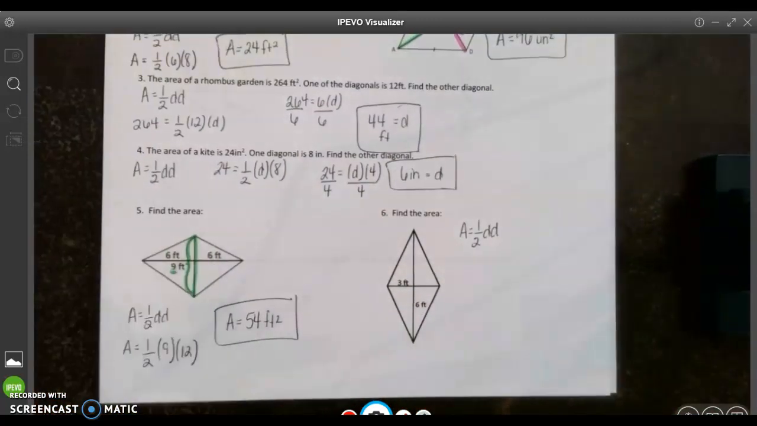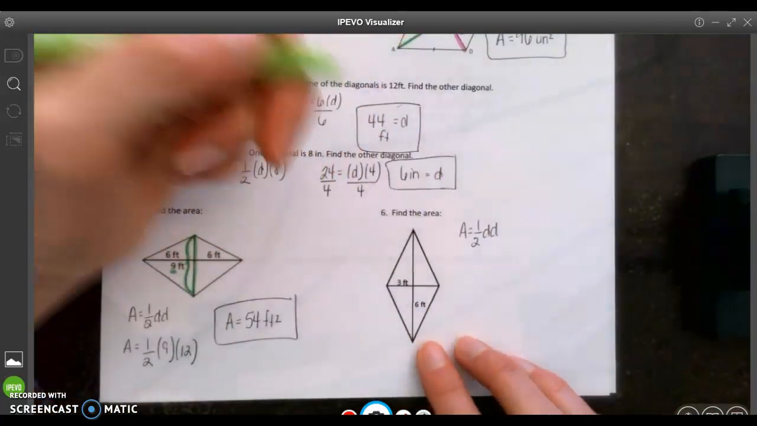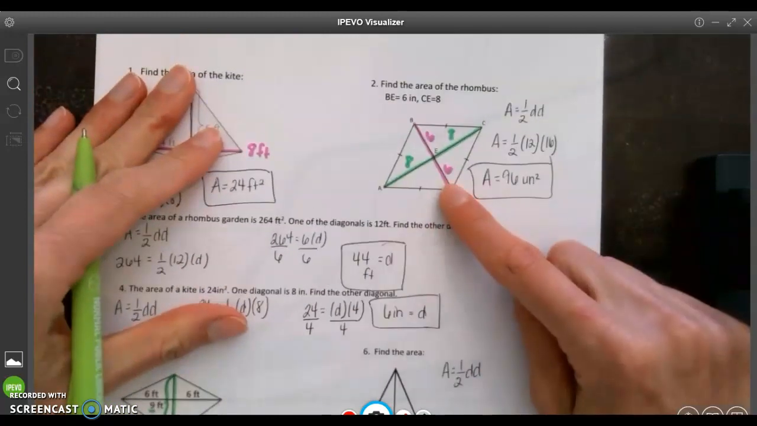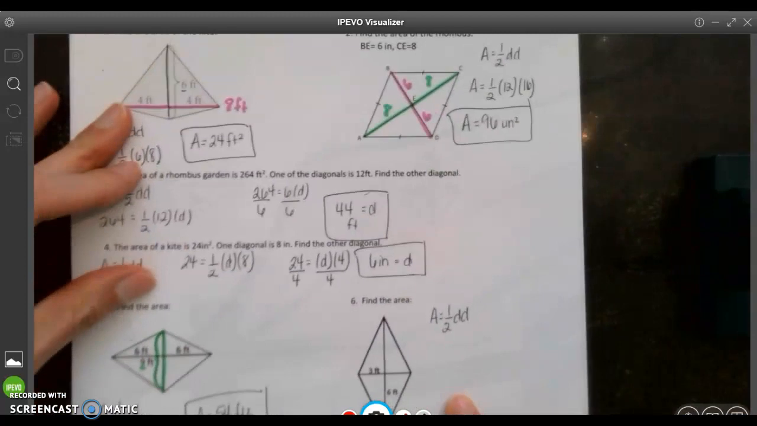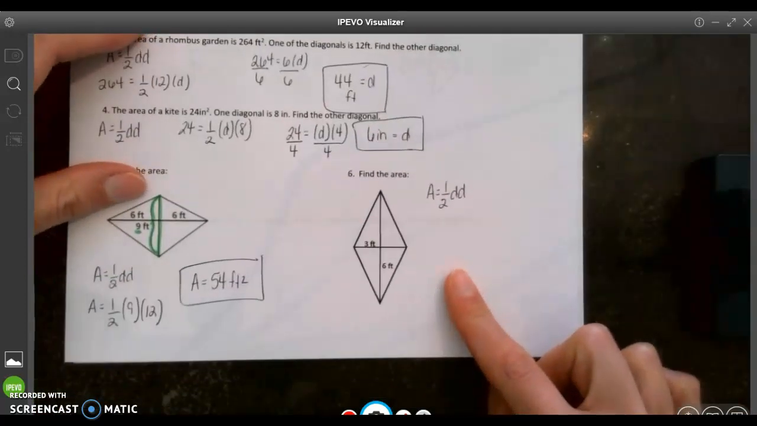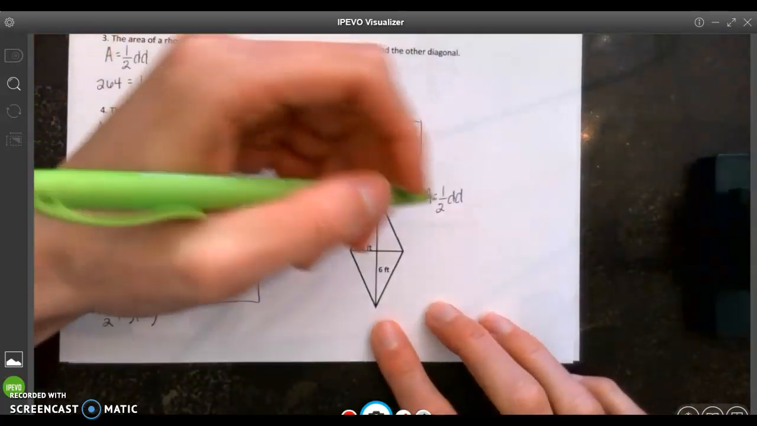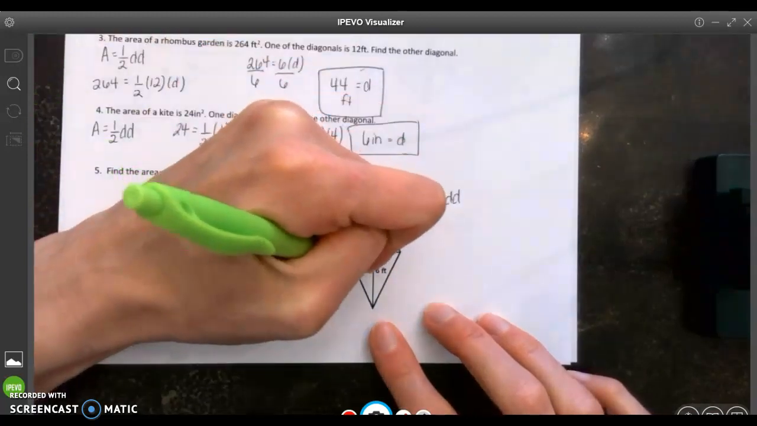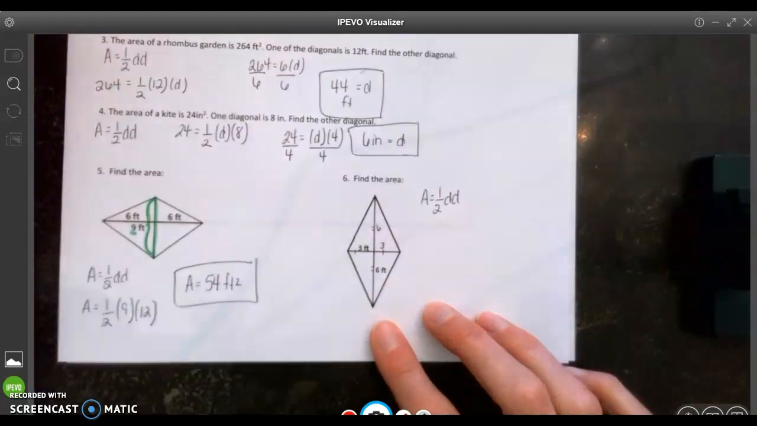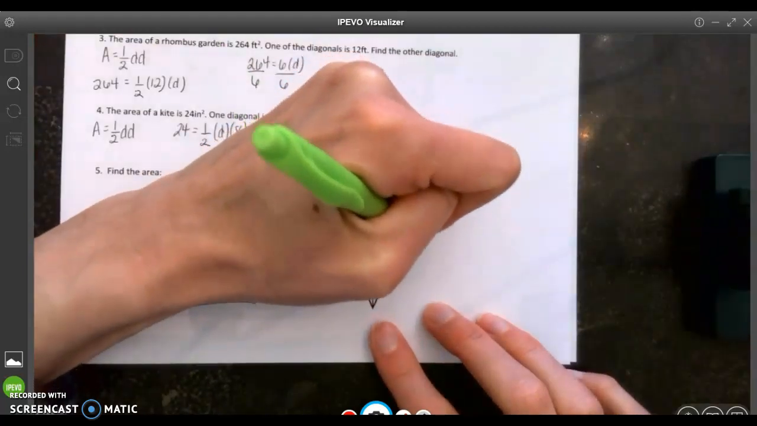The last one. This is like what we did here. This is a rhombus down here. So I know a rhombus is a parallelogram and the diagonals of a parallelogram are bisected. This is congruent to this, so this one's 3. This is congruent to this, so this one's 6. So I'm going to say area equals 1/2.